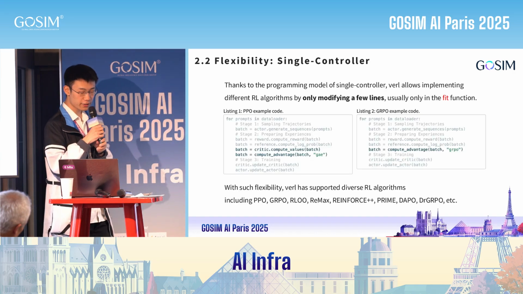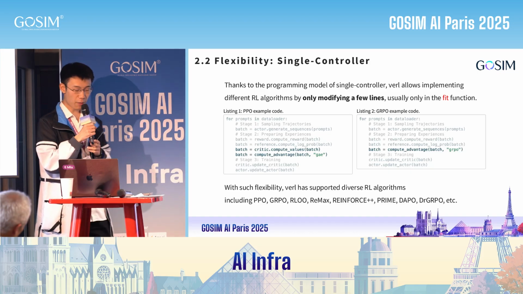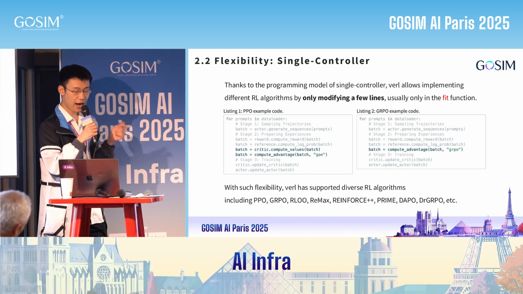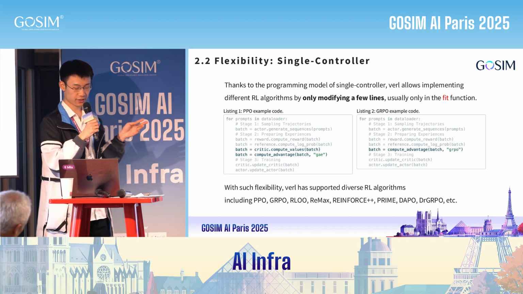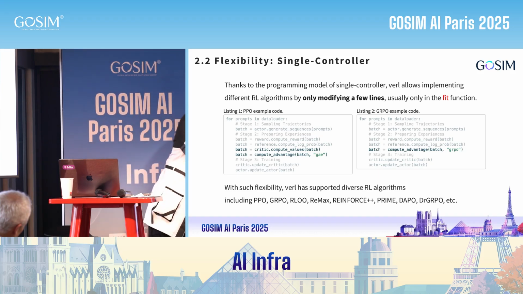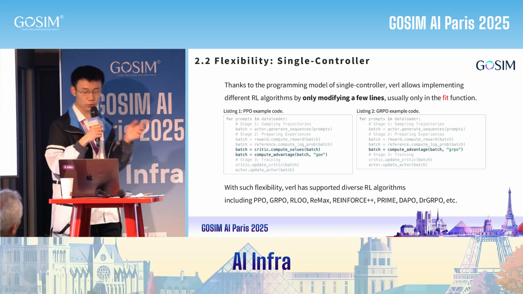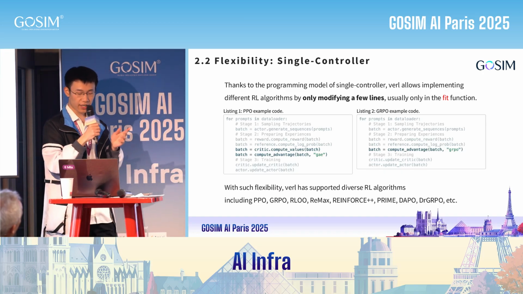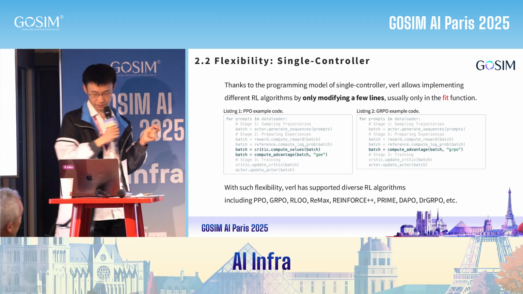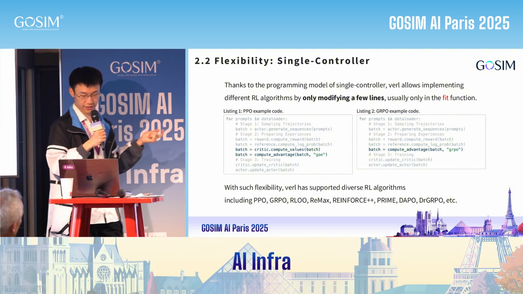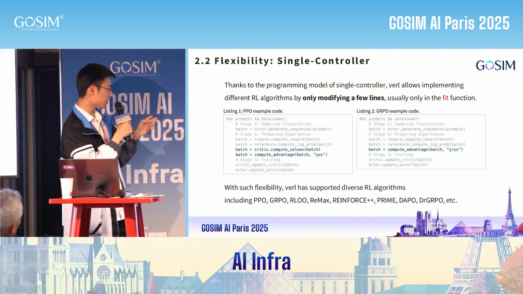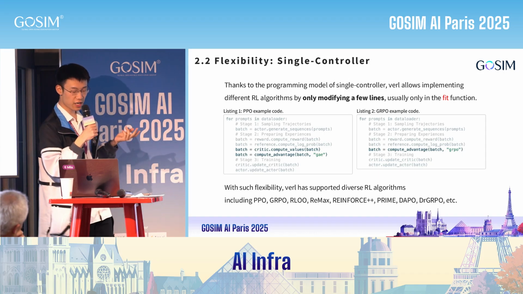Under the programming model of the single controller, the computations of reinforcement learning are replaced with some primitives, such as compute reward, update critic, update actor, and so on. To implement different RL algorithms, it only requires modifying just a few lines of code in the fit function. The following is an example of replacing the PPO algorithm with the GRPO algorithm.